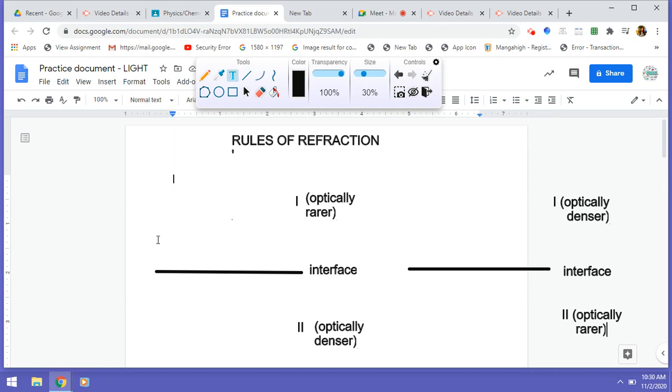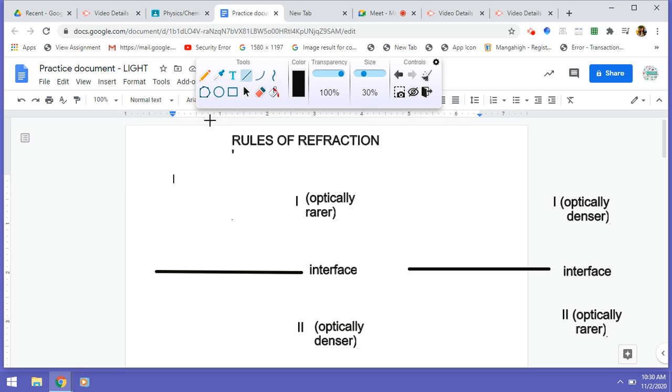Dear children, let us understand the two rules of refraction in this video. Here is an interface or a boundary between two media. Above this boundary is medium 1. Below this boundary is medium 2. These two media are transparent. The first medium, medium 1, is optically rarer. The second medium, medium 2, is optically denser.